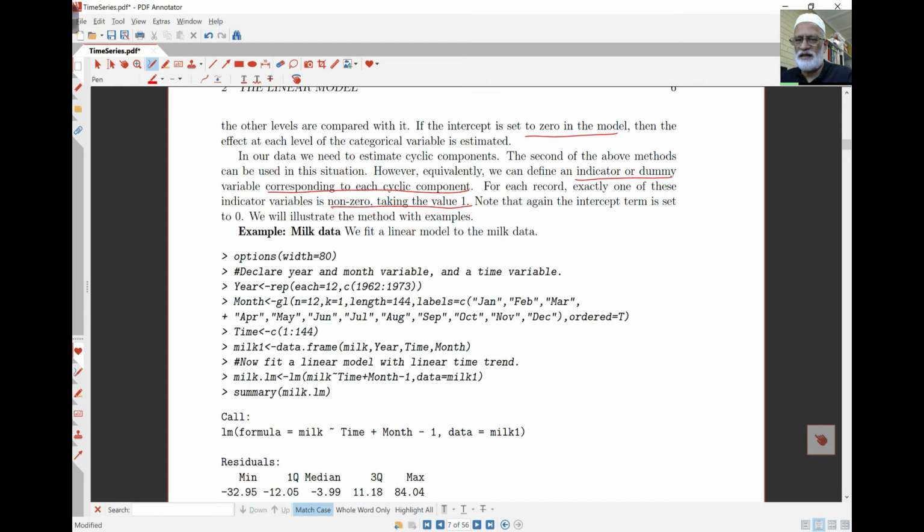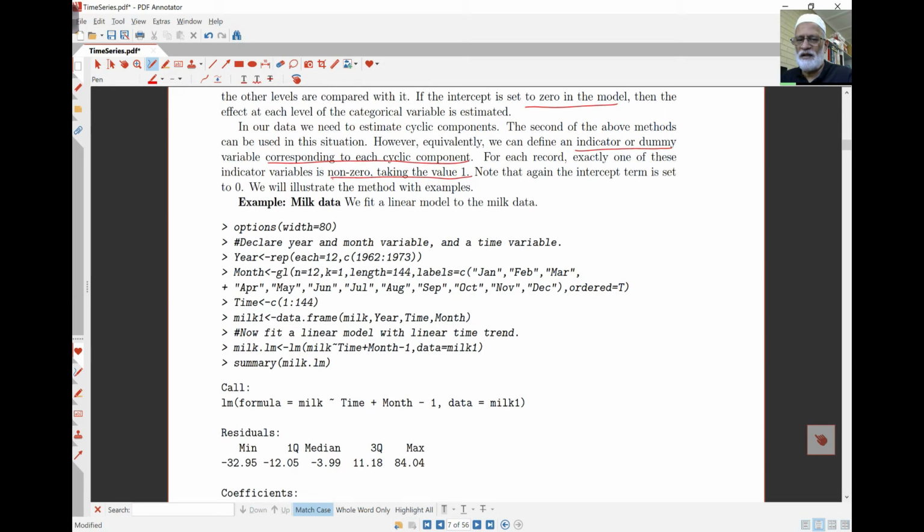However, in the case of something like the milk data, we can set something as a character variable, or a factor if you like. So to start off with, we'll declare the year here. Now we know the year goes from 1962 to 1973, so we've got year here, and we repeat each of these 12 times, so you get 12 lots of 1962, and so on and so forth.